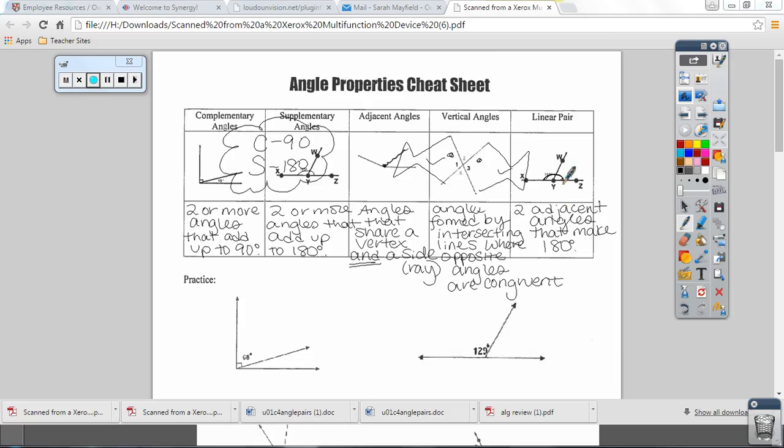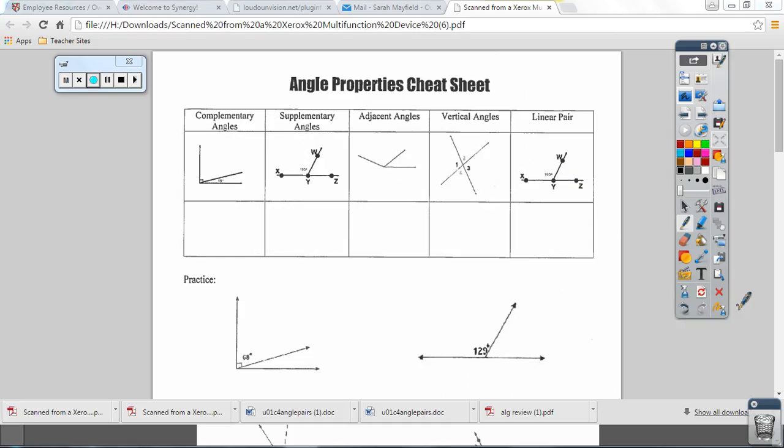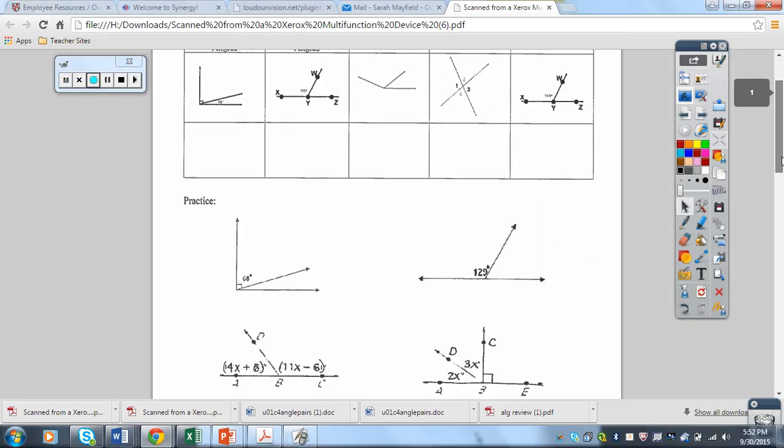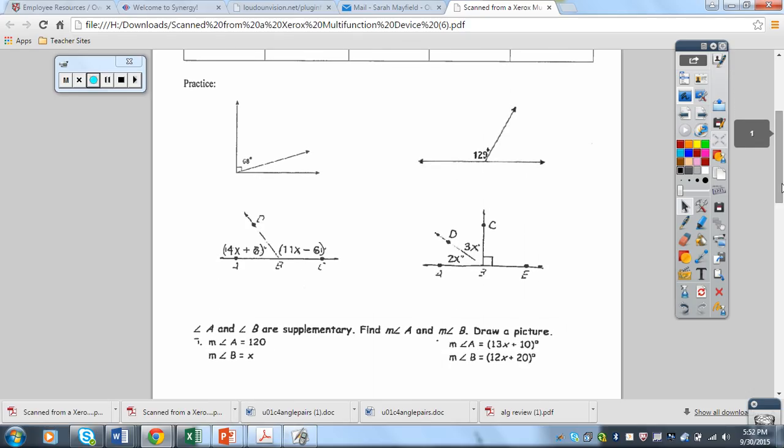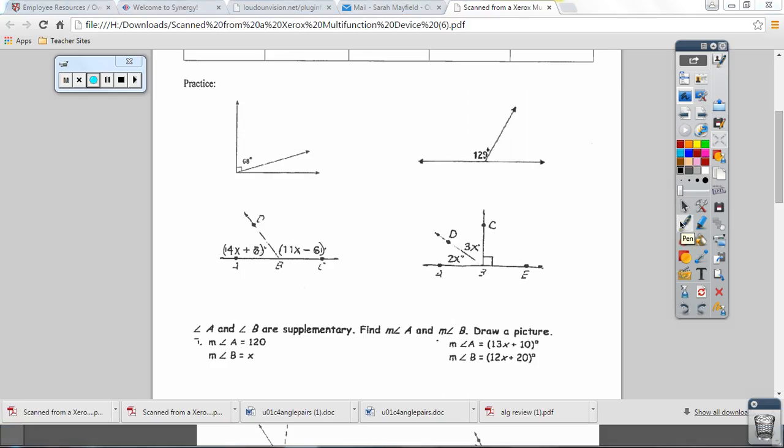Okay? So let's look at some practice problems. When I'm looking at practice problems and I'm asking myself how to solve them, I have to ask, what is the relationship between the 2 angles that I'm looking for? So if I look at this problem up here, if we call this number 1, these 2 angles form a right angle, right? So that means these 2 angles are complementary.